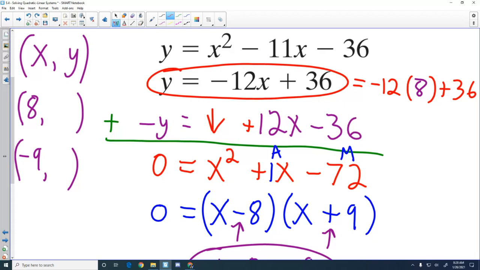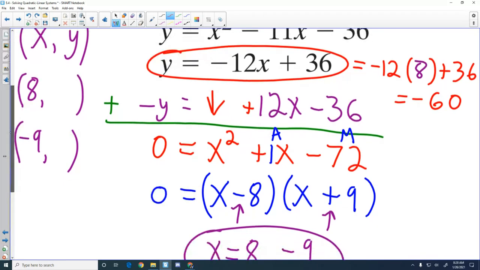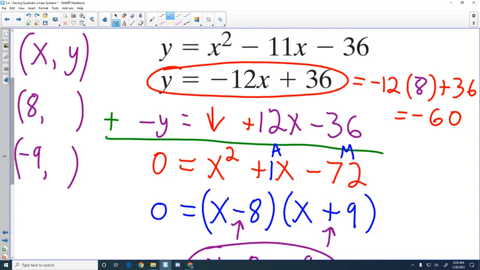All right, so, big math here, a double-digit number. Feel free to grab a calculator if you would like. That is fine with me. You just take your negative 12 times 8 plus 36, and when you add this up, you should get negative 60. So when x was a positive 8, we had a y value of negative 60. Well, that's awesome. That's one ordered pair. So I know that this line is going to cross the parabola at the point (8, negative 60).